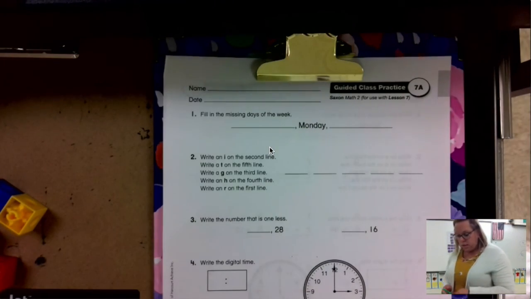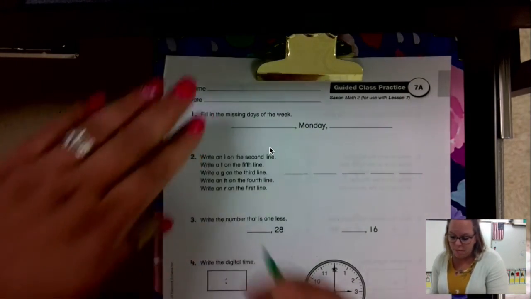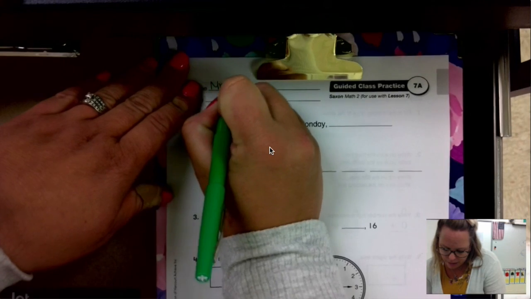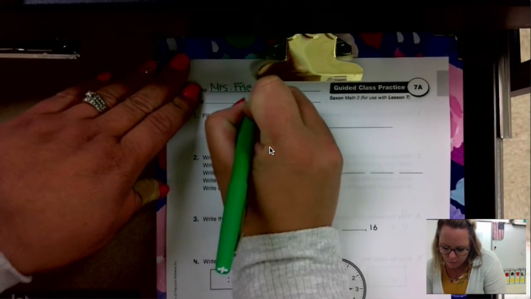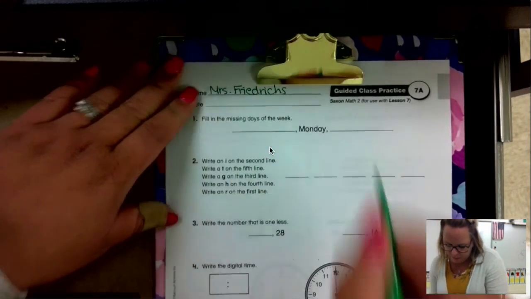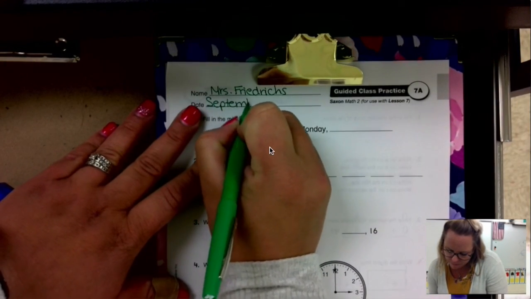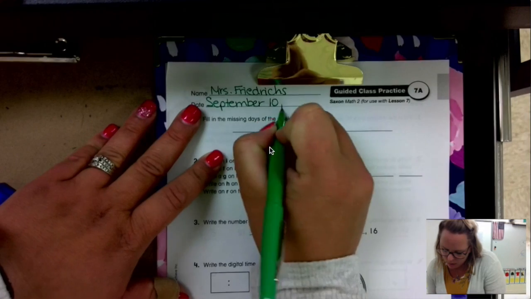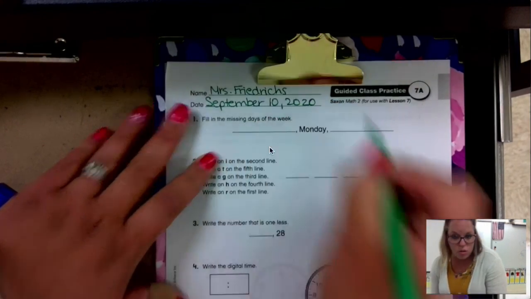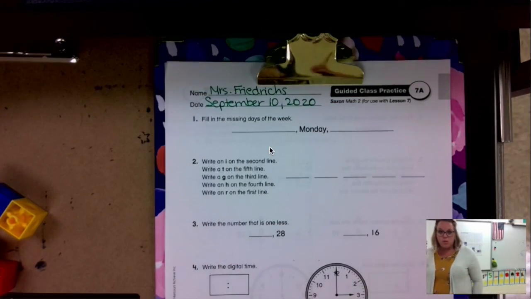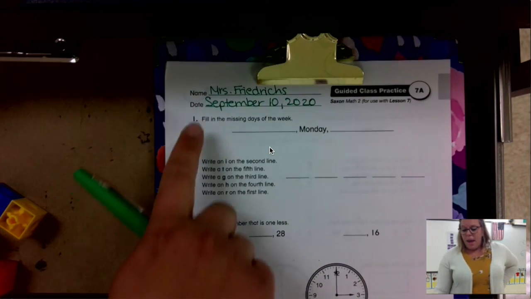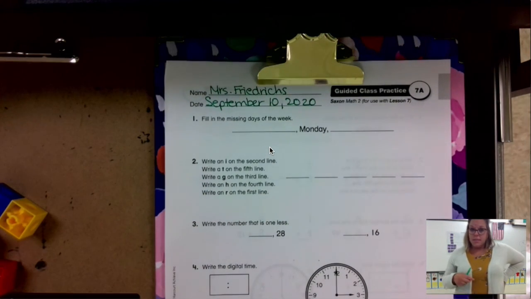So first, please go ahead and make sure that you have your name and the date. I'm gonna put my name on my paper because I want everyone to know that it's mine. And today's date is September 10th, 2020. Remember that I have a capital S for September because it's the name of a month. So you need to have a capital S and all the rest of your letters are lowercase.